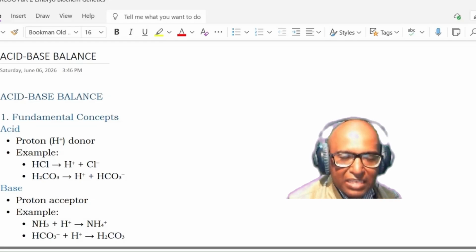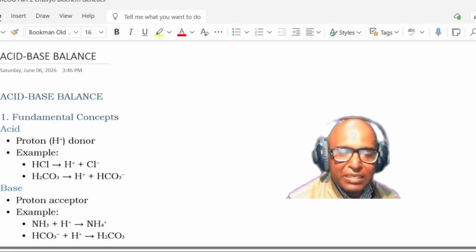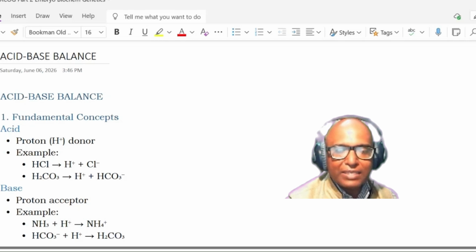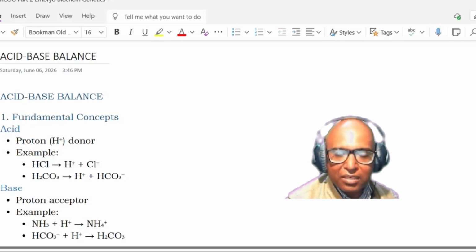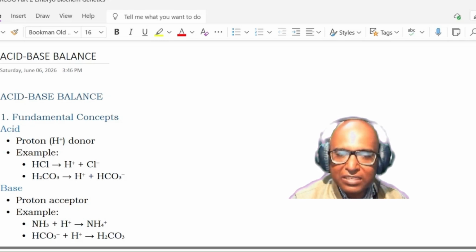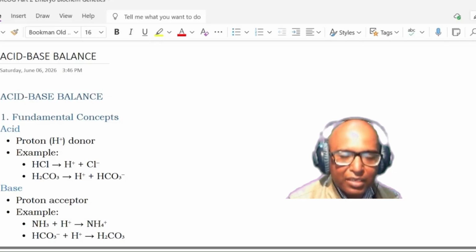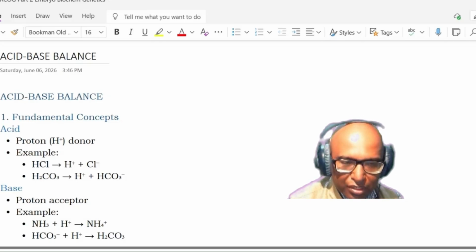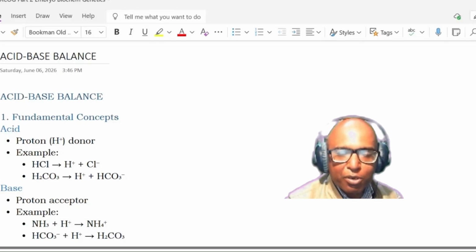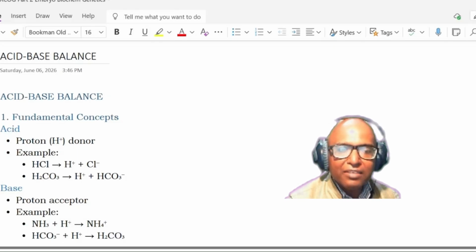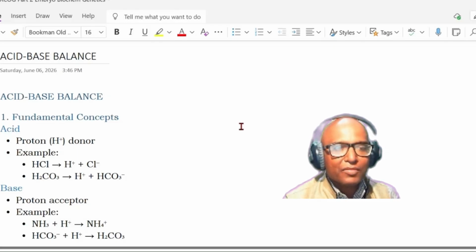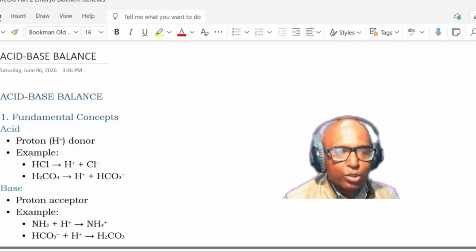There are certain fundamental concepts you are supposed to know. What is the definition of acid and what is the definition of base? Basically, acid is a proton donor, so it donates H+ ions. For example, HCl will be broken down to H+ ion and chloride ion, and second is H2CO3, carbonic acid, which will be broken down to H+ ion and bicarbonate.